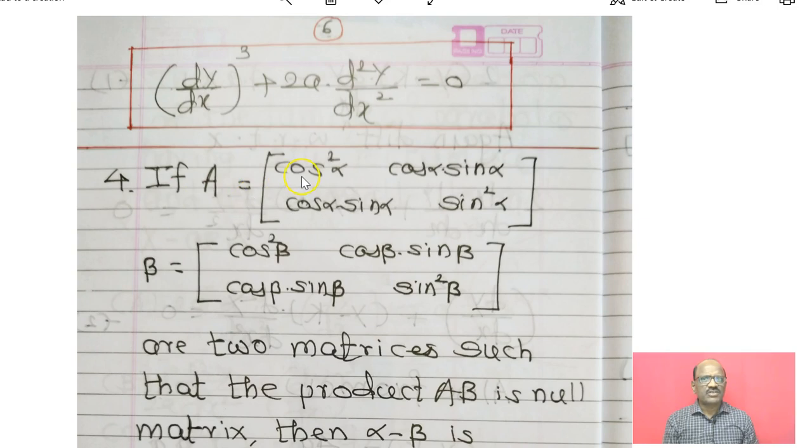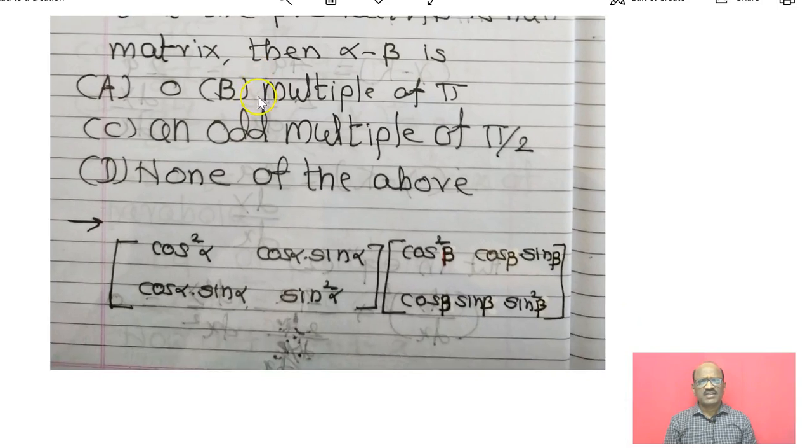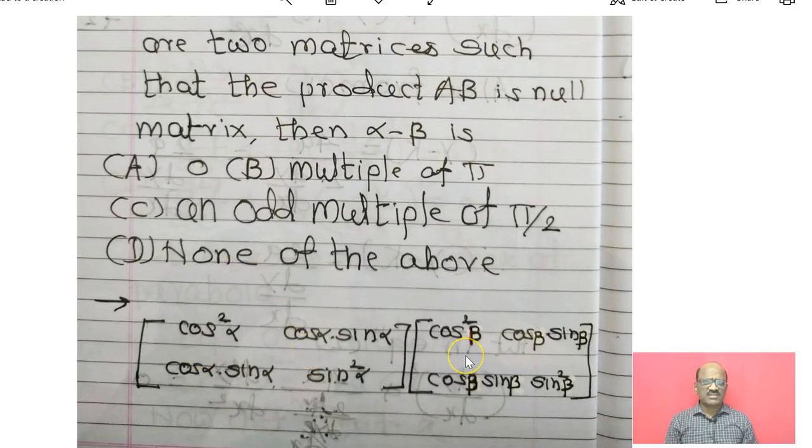If A is equal to the matrix with rows cos square alpha, cos alpha sin alpha, and cos alpha sin alpha, sin square alpha, and B is equal to the matrix with rows cos square beta, cos beta sin beta, and cos beta sin beta, sin square beta, are two matrices such that the product AB is a null matrix, then what will be the value of alpha minus beta? If I first find their product matrix, the given matrices are of order 2 by 2, and the final matrix is also 2 by 2. This is the first matrix, the alpha matrix, and the second is the beta matrix.